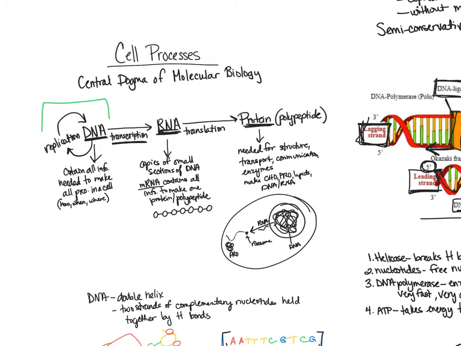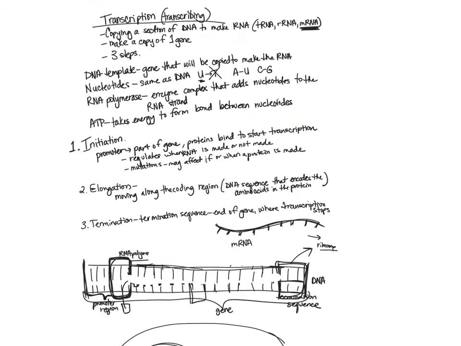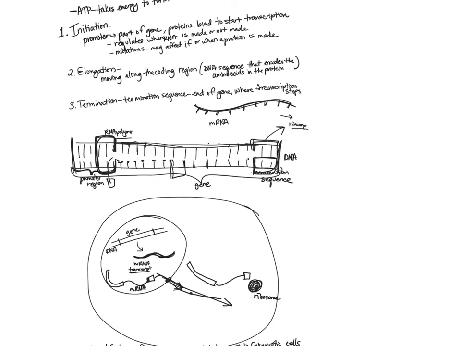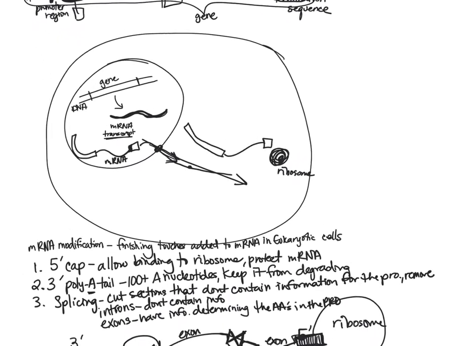And we talked about the first step in that, which is transcription. We talked about how transcription requires various things like DNA template, nucleotides, RNA polymerase, and ATP. And then it's 3 steps. It's the initiation, then elongation, then termination. After we go through that process, what we have is our mRNA transcript, which is still in the nucleus.